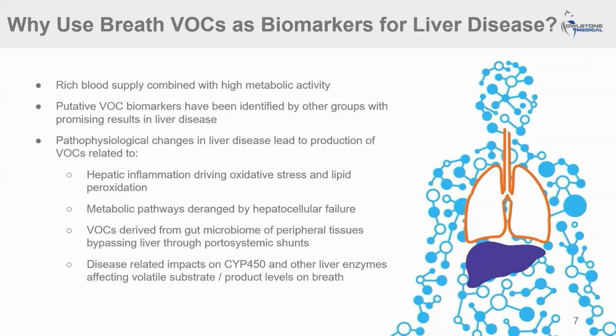The liver also receives a rich supply of oxygenated blood, as well as a secondary supply of nutrient-rich blood from the gut. This combination of rich blood supply through the liver and high metabolic activity provides ample opportunity for volatile metabolites to enter the bloodstream and get carried to the lungs where they can be released in the exhaled breath. Given its vital role in central metabolism, damage to the liver is expected to alter the levels of metabolites in systemic circulation and on breath.